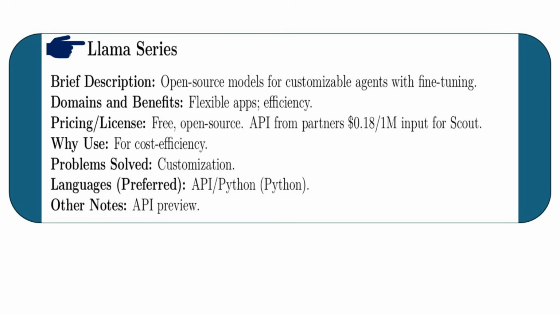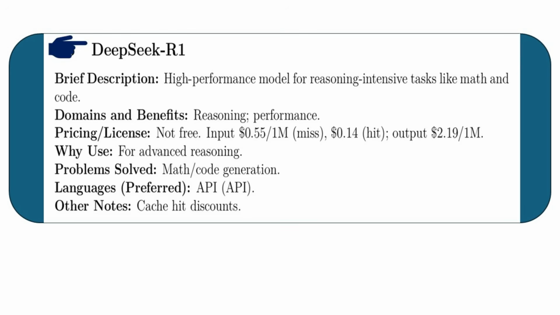The preferred way to interact is API, and Python is the preferred language. It has an API preview. DeepSeek R1 is a high performance model for reasoning intensive tasks like math and code. The reasoning domain area benefits greatly with performance. It's not free.